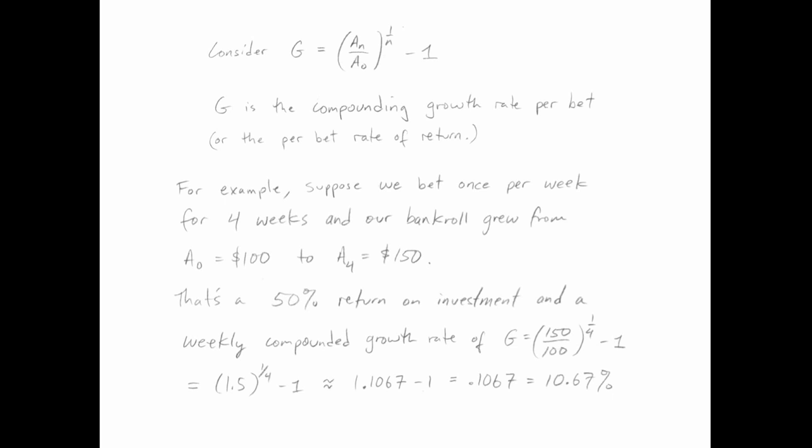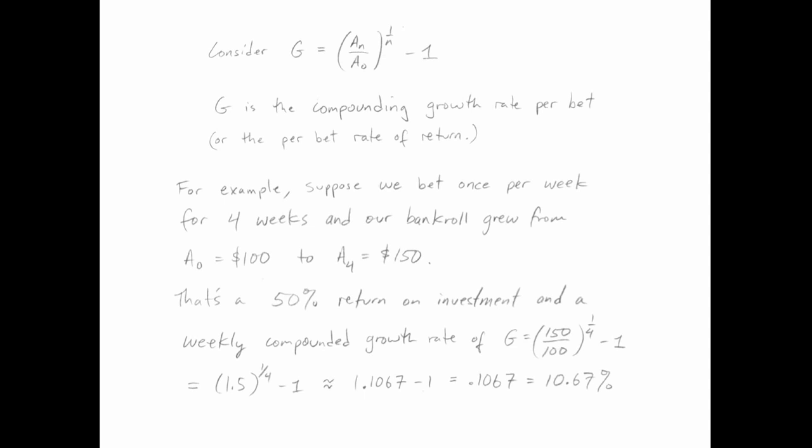a week? Well, plug all those values into that G formula up there, and you have 150 over 100 to the power 1/4 minus 1. In the end there, simplifying that, I come up with about 0.1067, about 10.6%, 10.67%. What that's saying is that if you increased 50% over 4 weeks in 4 bets, you're increasing at a rate of 10.67% per week. That's the growth rate. That's the per week and per bet growth rate.